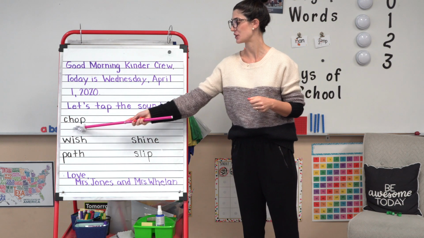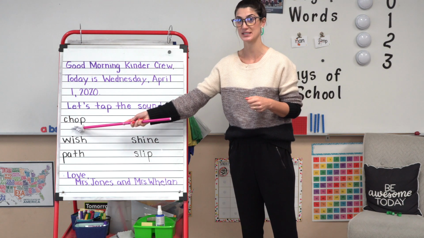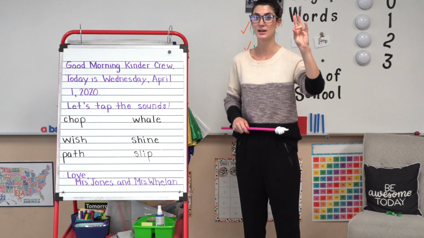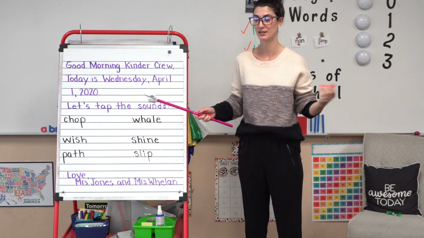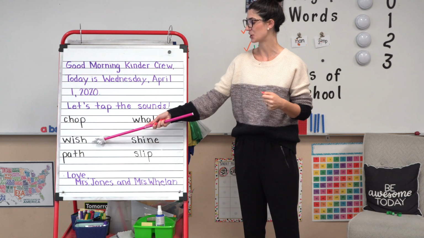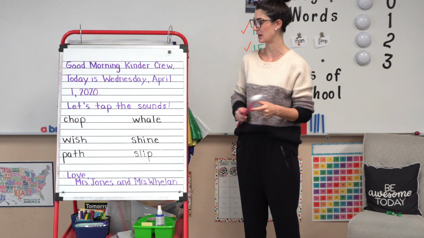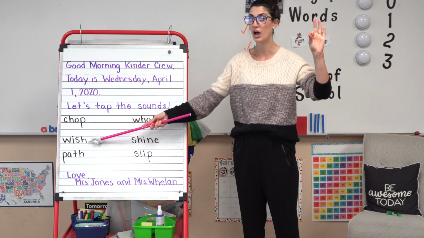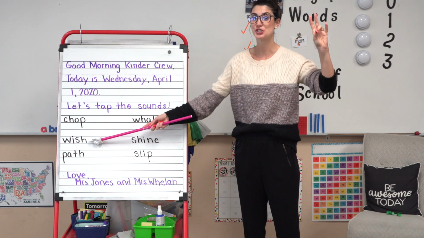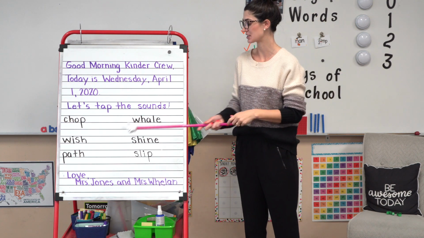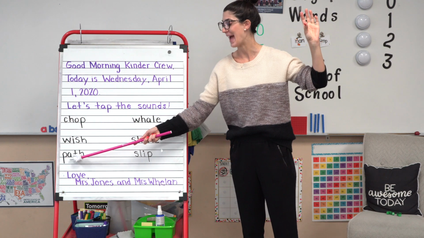All right, we're gonna start here with this word. Are you ready to tap the sounds with me? Ch, op, chop. Awesome. All right, let's look at our next word. Ready? Hopefully you're tapping with me at home. Ready? Here we go. Sh. What word is that? Wish. All right, our next word. Path.